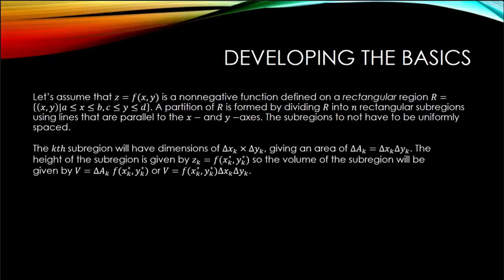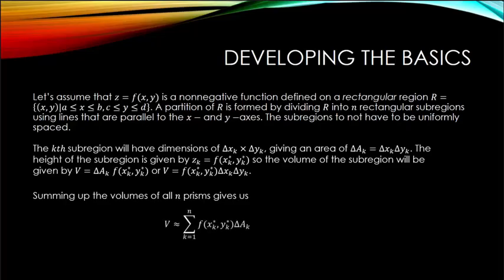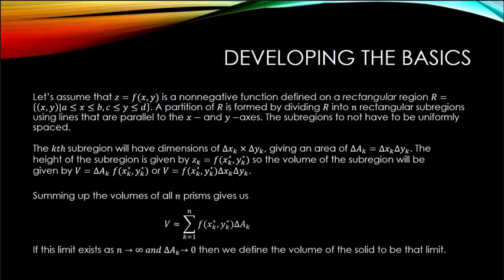Or I could write it as V is equal to f of x sub k star, y sub k star times delta x sub k times delta y sub k. If I sum up all of these little pieces of volume for all n prisms, I will get my volume approximated by the sum from k equal 1 to n of f of x sub k star, y sub k star times delta A sub k. If this limit exists as n approaches infinity and delta A sub k approaches 0, then we define the volume of the solid to be that limit.